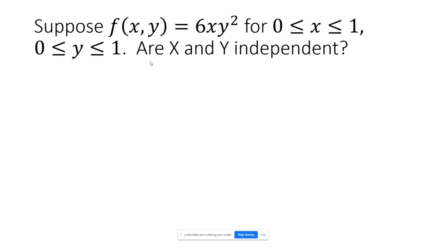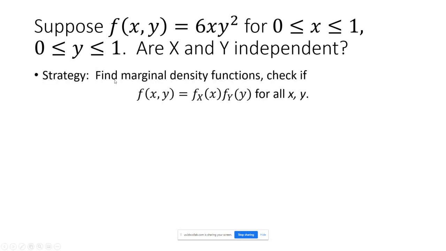Just be finding the, like the f sub x and x. Yeah, find the marginal density functions, f sub x and f sub y. So our strategy is going to be to find the marginal density functions and check if our joint density function that we were given, 6xy squared, is always equal to the product of the two marginal density functions.